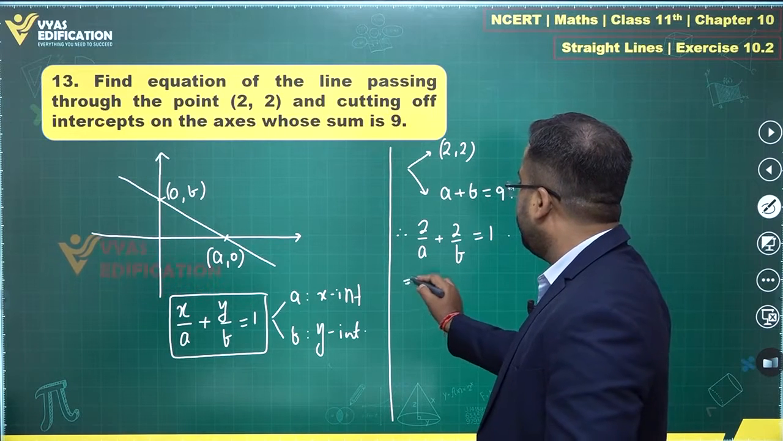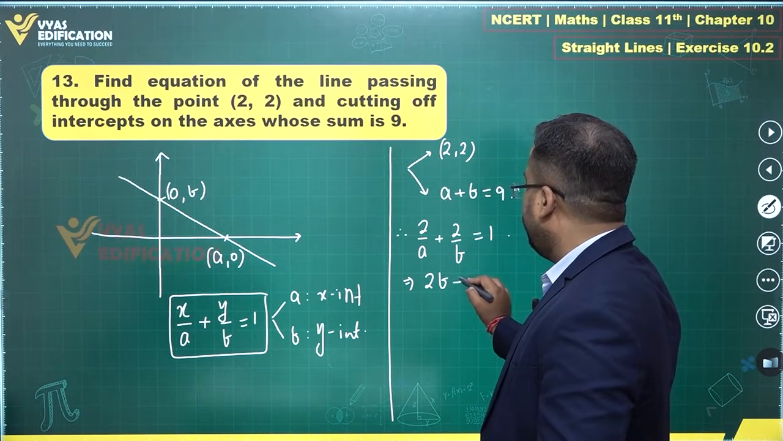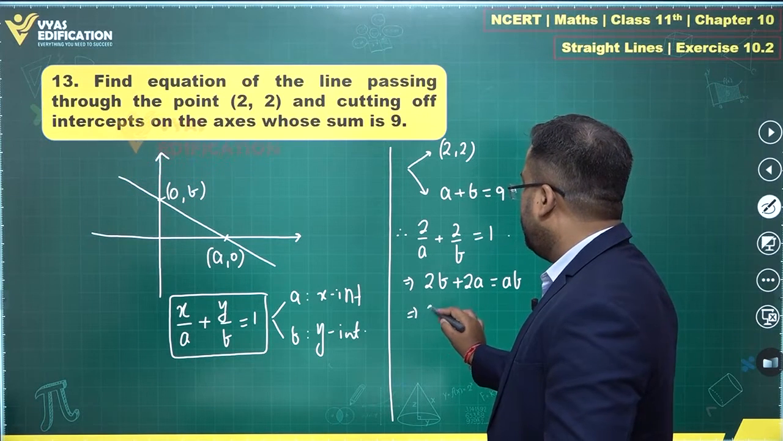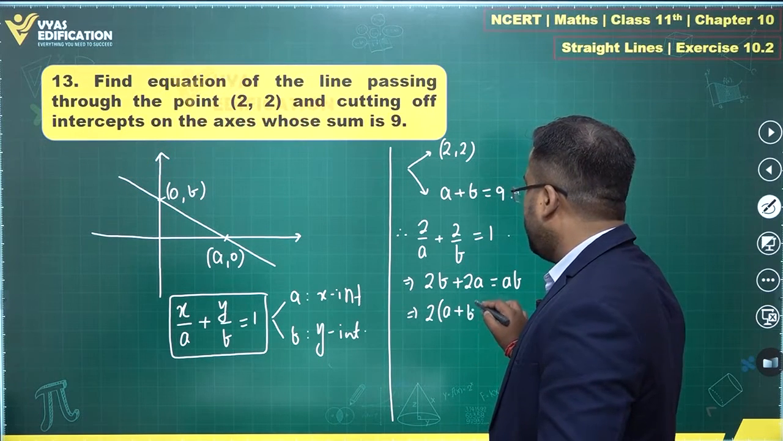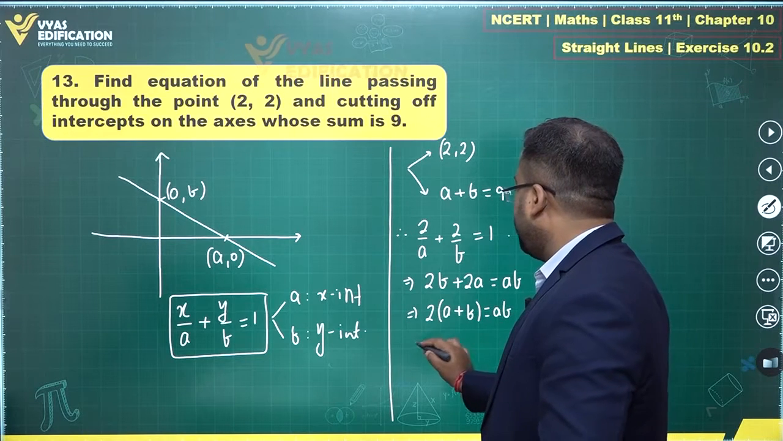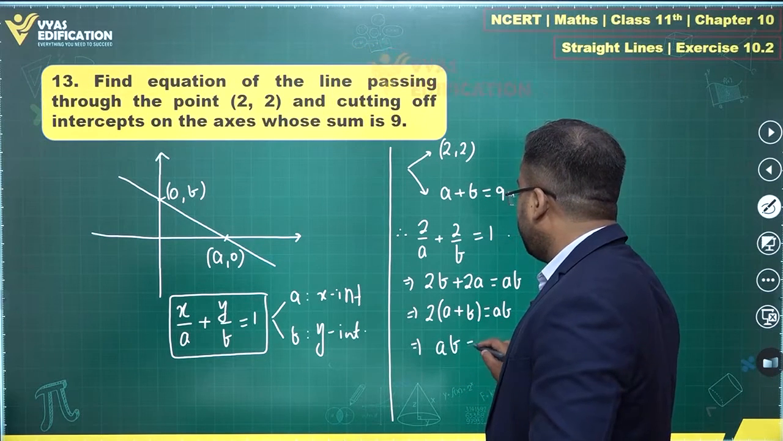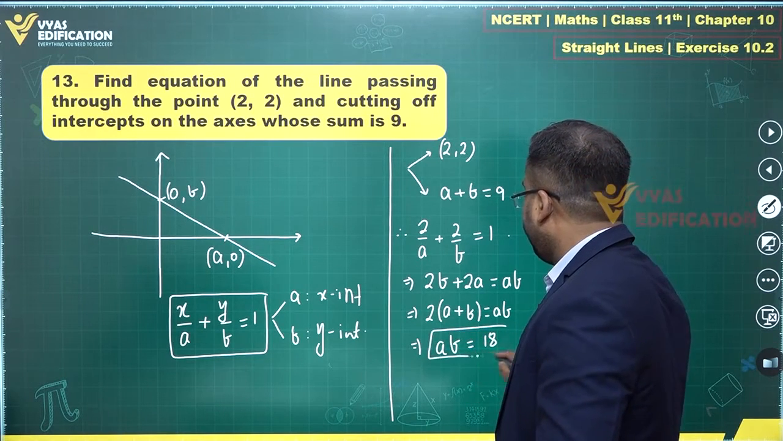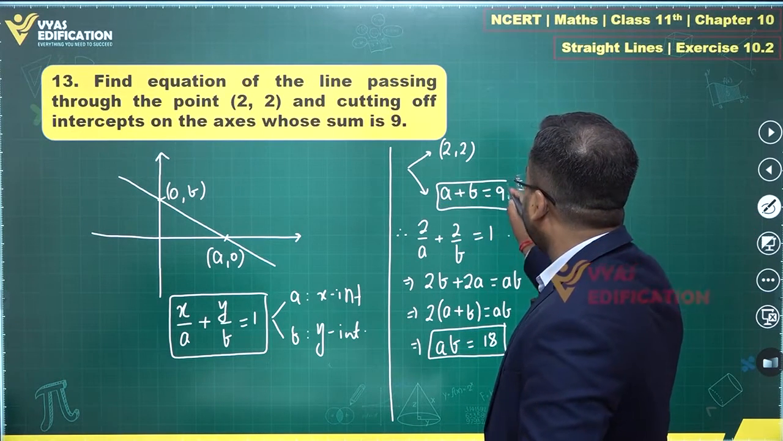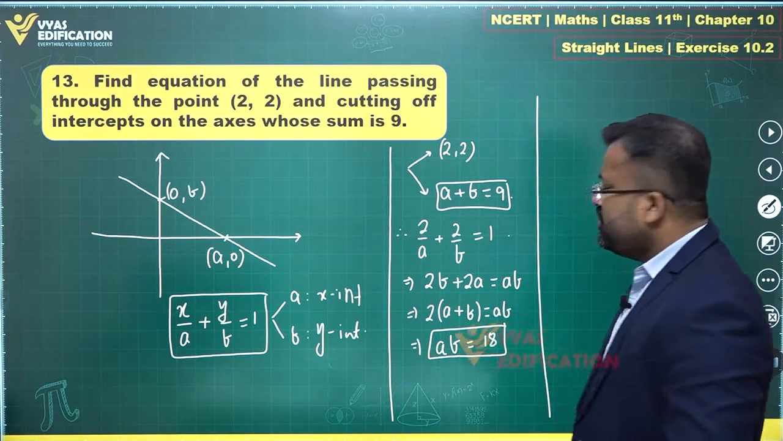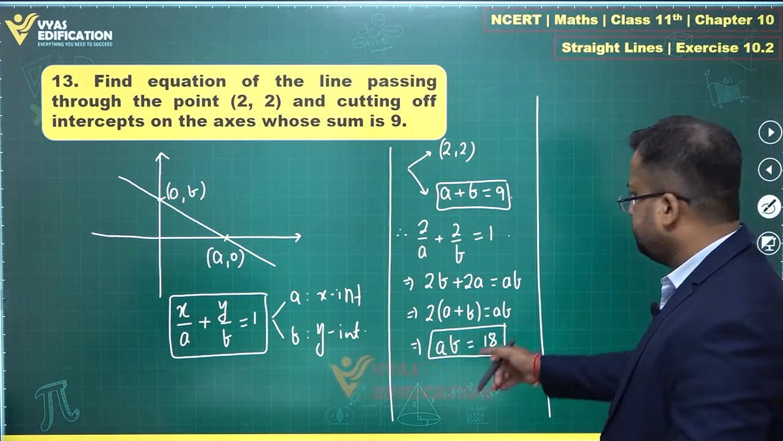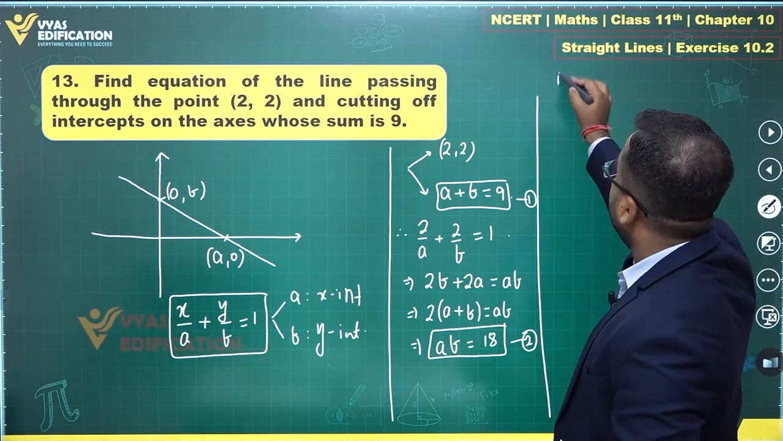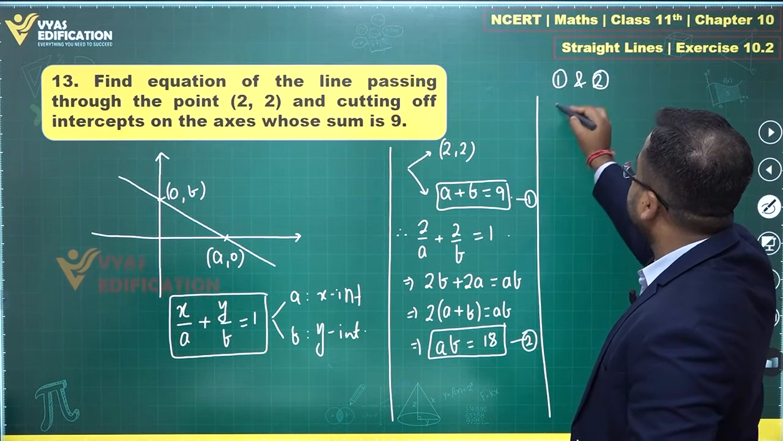Yes, let's solve them. Let's simplify this. This is 2b plus 2a is equal to ab, or 2 times (a plus b) is equal to ab. Or you can say that the product ab is equal to 9 times 2, which is 18. So a plus b is equal to 9 and ab is equal to 18. Solving these two equations simultaneously, equation 1 and equation 2.